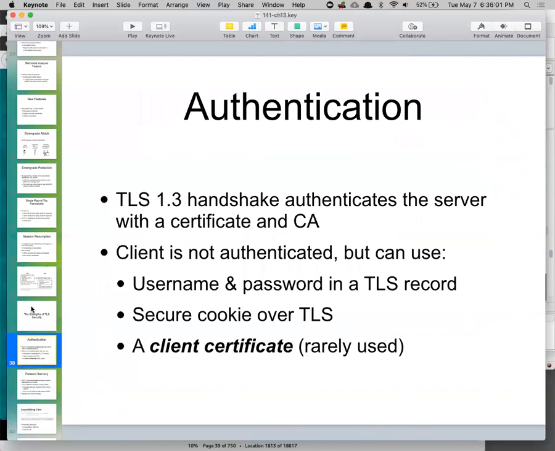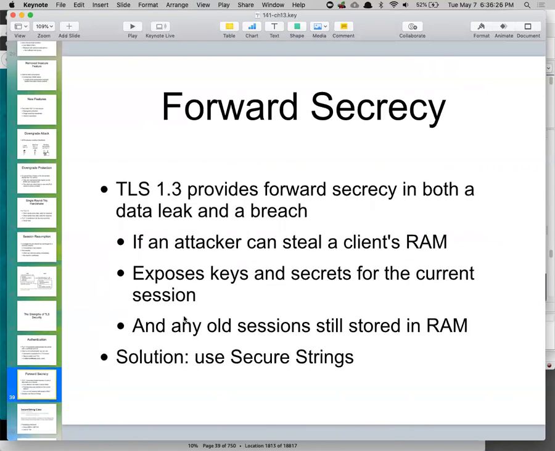So you authenticate the server with a certificate and certificate authority. The client, in principle, could authenticate with a certificate as well. That is an option, but almost nobody ever bothers because it's too much bother to handle certificates in client side. So what they typically use is something like username and password for Gmail, or a secure cookie for websites once you've logged in. But you send some kind of information up to authenticate the client so they know who they're talking to. These things all have very good forward secrecy.